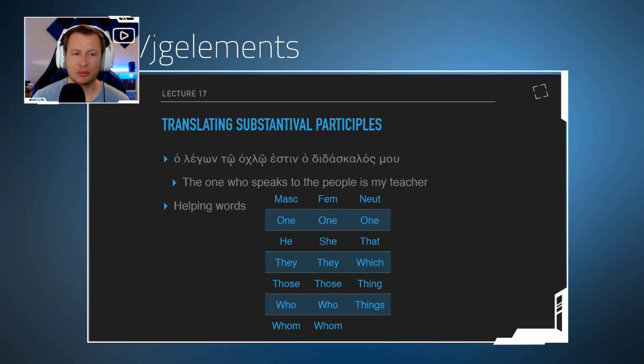And most of the time, you'll probably use the, assuming there's a definite article present. Okay? So substantival participles, they're pretty cool, actually. I like them. You have to supply a few extra words to make sense of it.